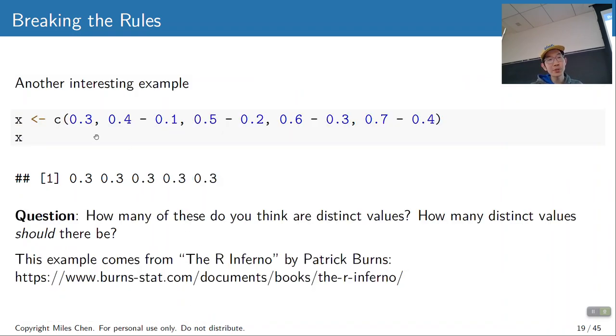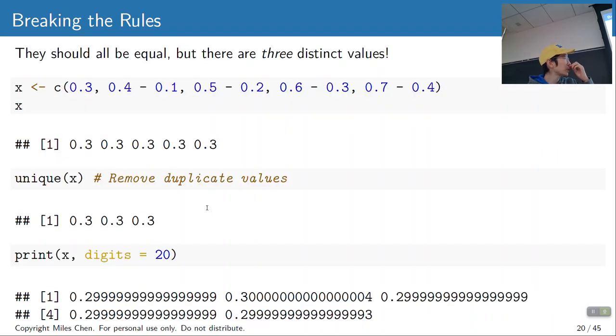And here's 0.3, and 0.4 minus 0.1, and 0.5 minus 0.2, and 0.6 minus 0.3, and 0.7 minus 0.4. In real numbers, all of these are exactly identical. But when we use computer approximations for these numbers, they're not. We have five values of 0.3, and there are actually three distinct values. We have 0.299999, 0.30000 ending with a 4, and 0.29999 ending with a 3. All of these look like 0.3 to the computer, but the computer also says they're not exactly equal to each other. So we have three distinct values.